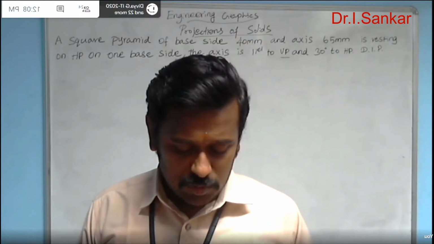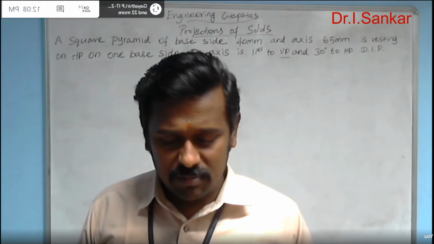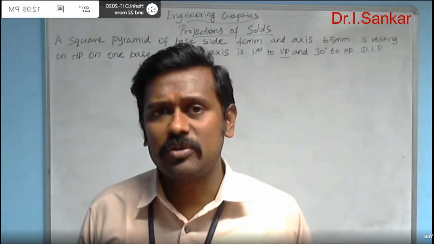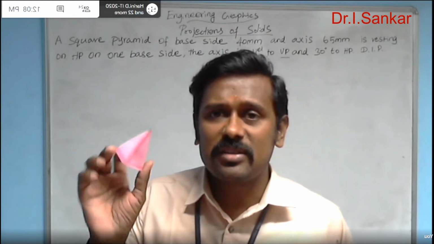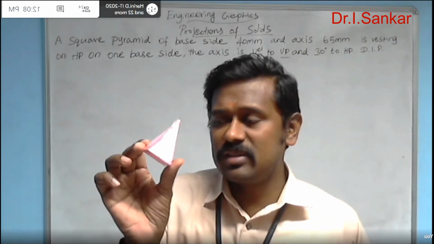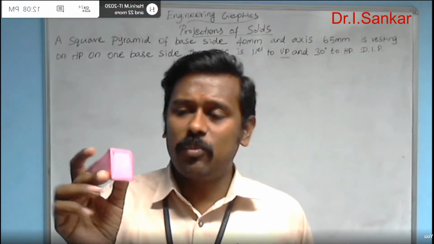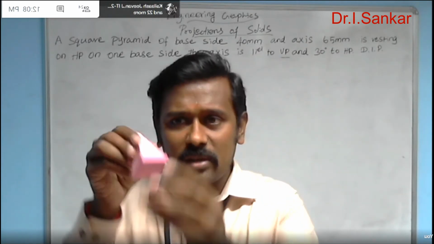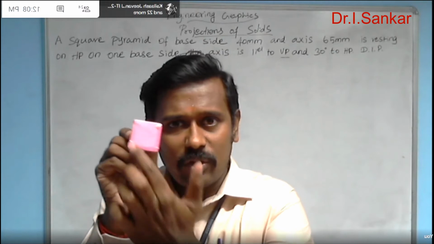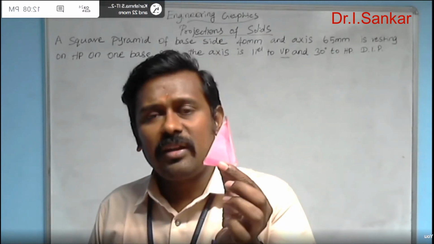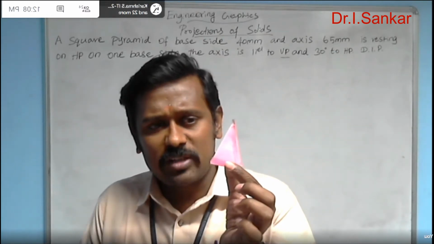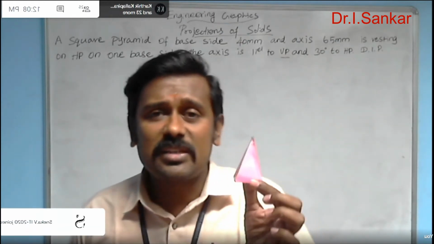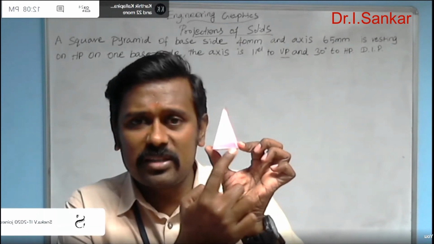Let me show you the actual condition of the solid. Thereafter we can go for solving the question. So the object given here is a square pyramid. See, this is a sample, a model made of chart, a square pyramid. The base shape of this pyramidal solid is square, and the dimensions are given as base side 40 mm and axis height 65 mm. That is, the base side length is 40 mm.